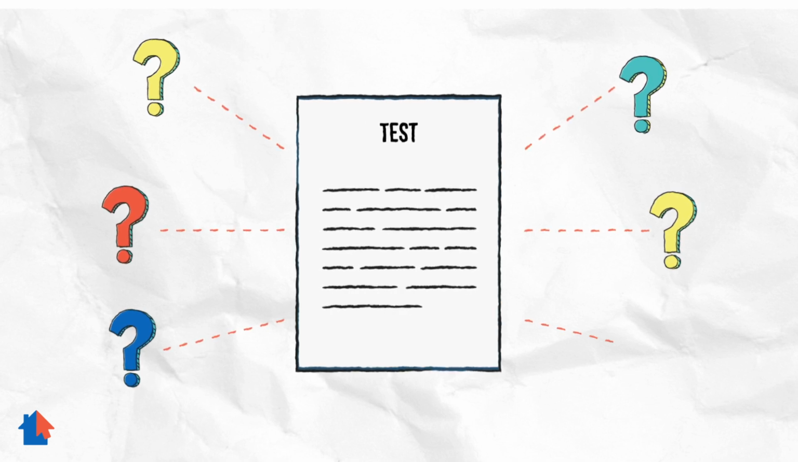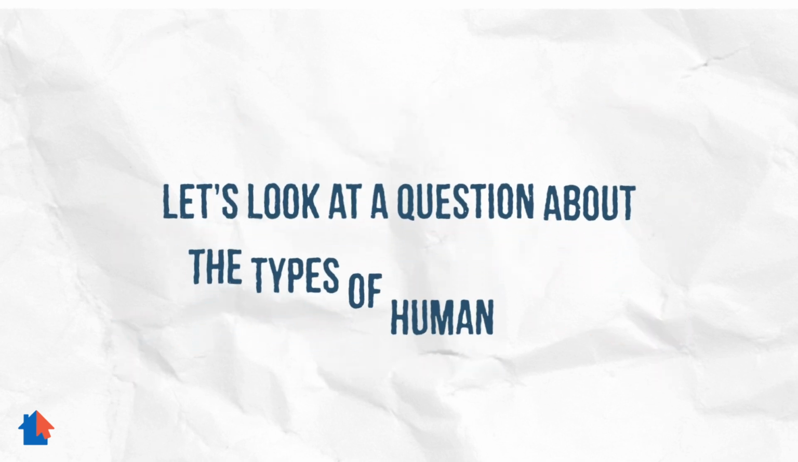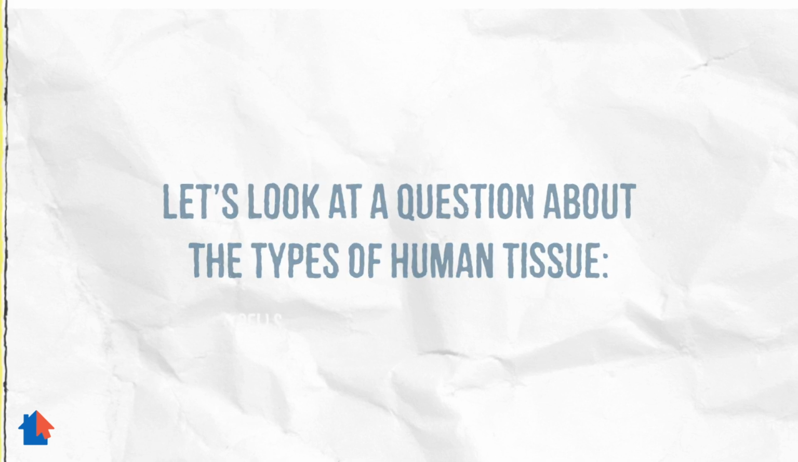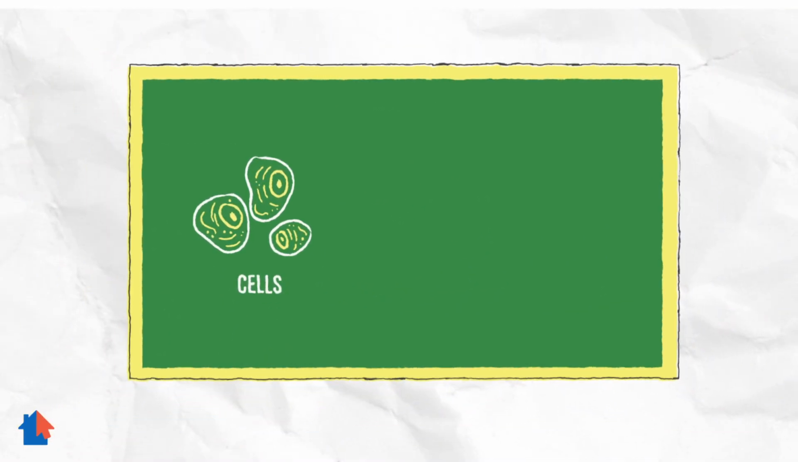Let's practice this using the text we just learned about. Let's look at a question about the types of human tissue. Tissue is made of similar cells that group together to do a job in the body. Humans have 4 types of tissues.